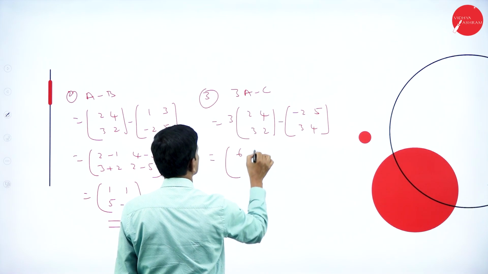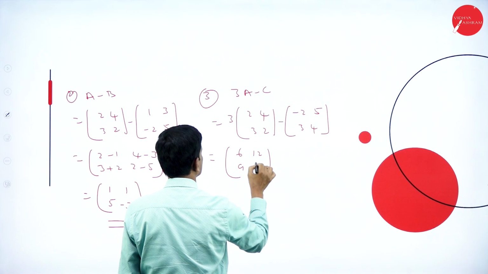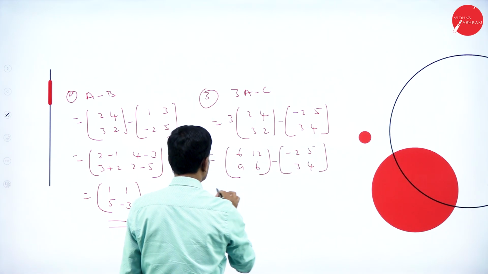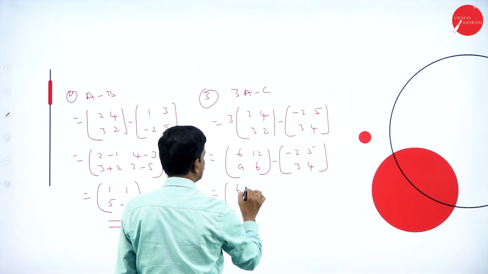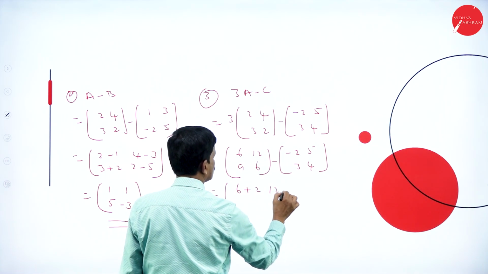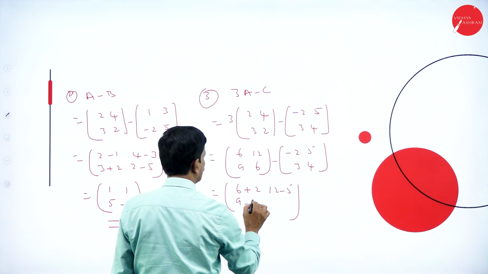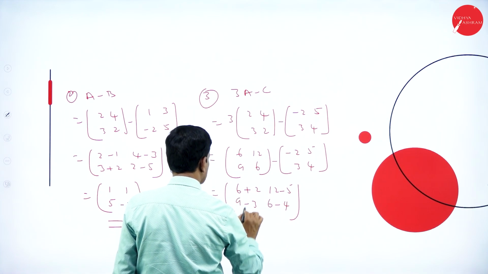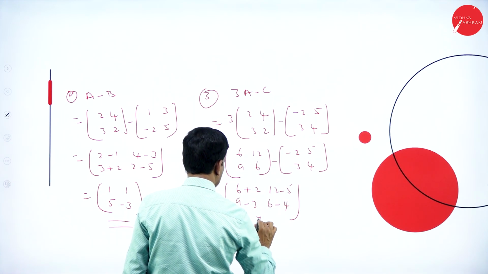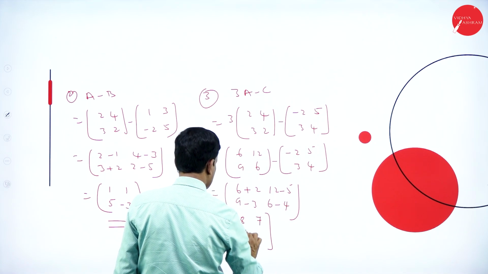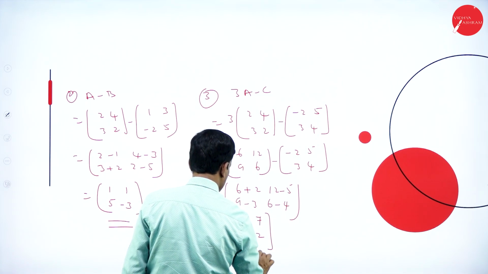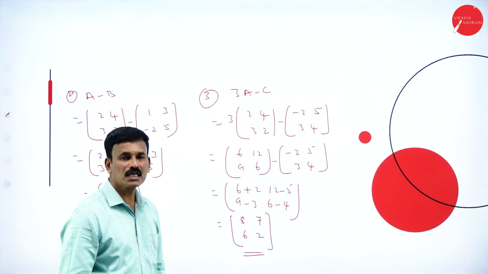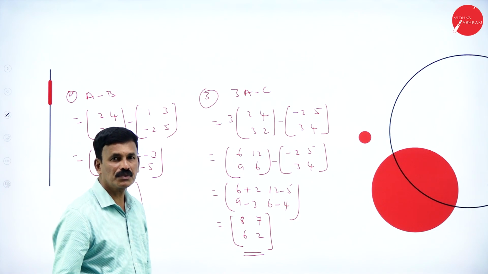3 2s are 6, 3 4s are 12, 3 3s are 9, 3 2s are 6, minus this as it is. So, corresponding elements must be subtracted. Minus into minus plus 2, 12 minus 5, again 9 minus 3, 6 minus 4. This is equal to 6 plus 2 is 8, 12 minus 5 is 7, 9 minus 3 is 6, 6 minus 4 is 2. That's it. Okay. This is the required answer. Right. So, this type of problems are also very important from the point of view of examination.